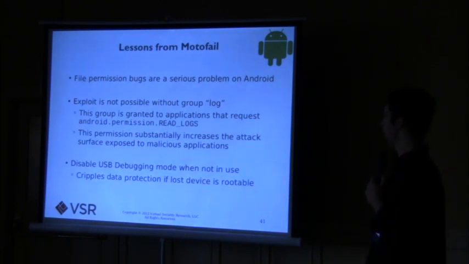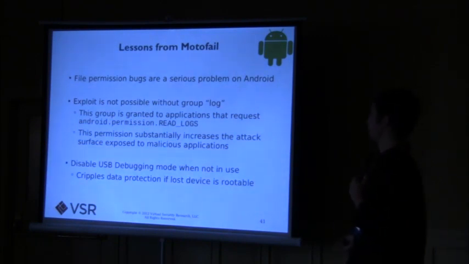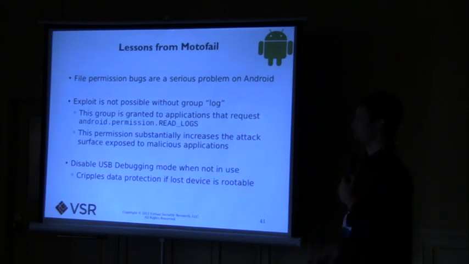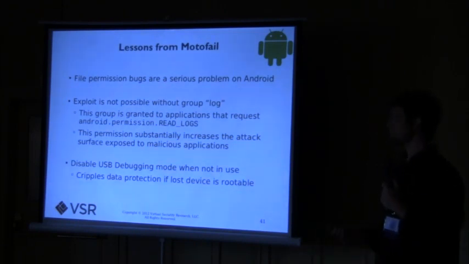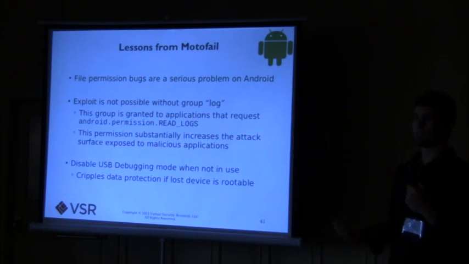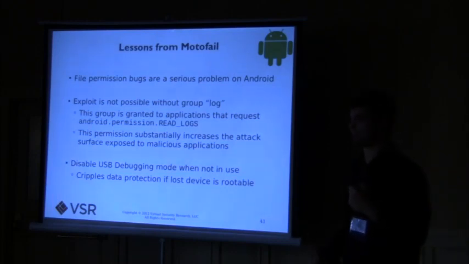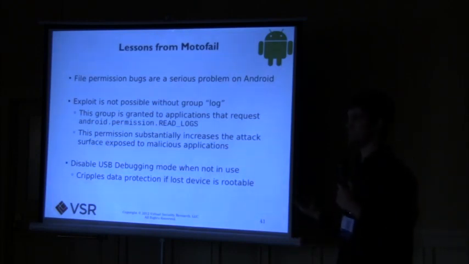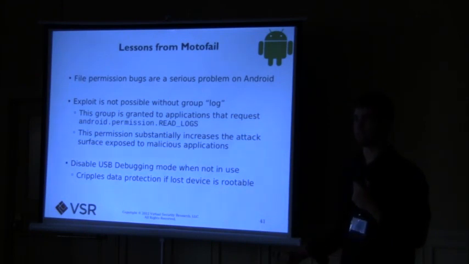And then finally, another important lesson here is you really want to disable USB debugging mode if it's not in use. Because if you leave it enabled, someone can pick up your device, plug it in, gain access to a shell via ADB without bypassing your device lock, and then root the phone using an exploit like this to gain access to all your data.